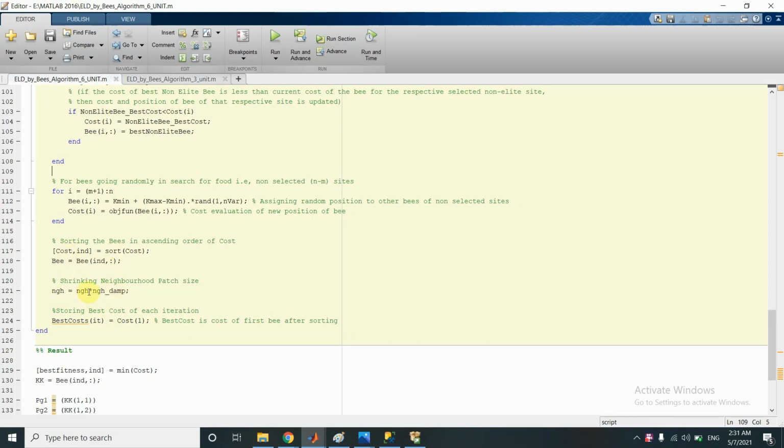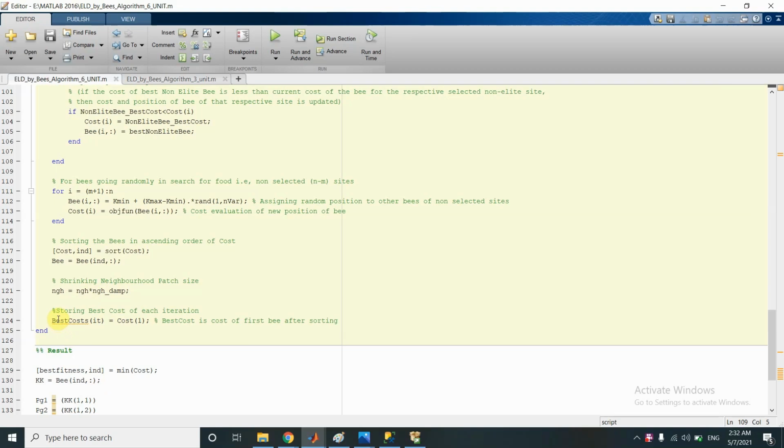Then we shrink the neighborhood patch size, as I told earlier. At the end of each iteration, the neighborhood size will be multiplied by 0.998, and it will keep on shrinking iteration after iteration, so that after completing all the iterations the patch size is very narrow and the algorithm conveniently converges.